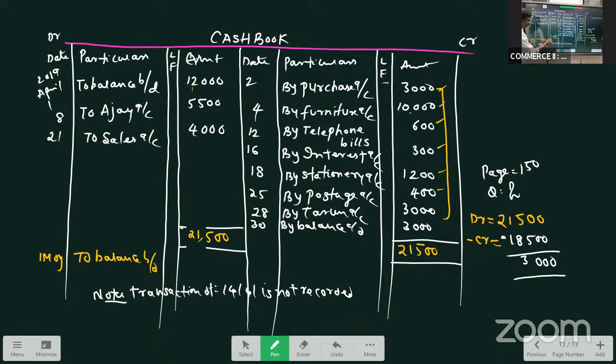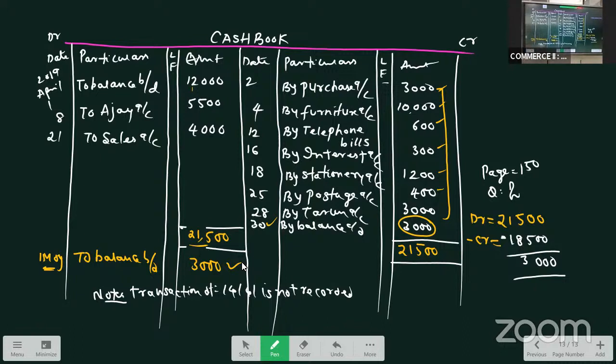brought down. How much it is? 3,000. What do we call it here? 3,000 is the closing cash balance. Cash in hand on 30th April. The same will be the opening balance on 1st of May. We say balance of cash in hand on 1st of May is 3,000. Okay.